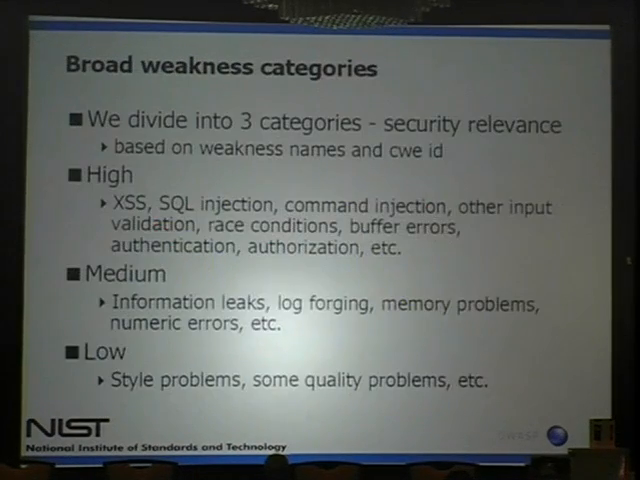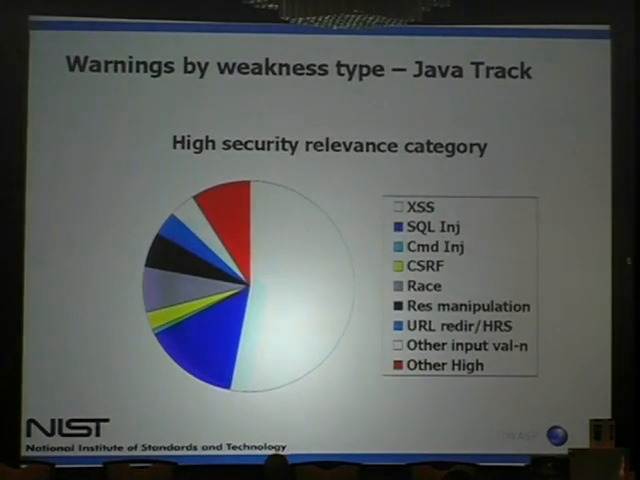And I will use this weakness category, and will refer to these weakness categories later. So these are the warnings for the high security relevance category for the Java track. XSS is a big part, about half of all the weakness reports in that category. And there are SQL injection, command injection, and other types of issues reported by the tools.